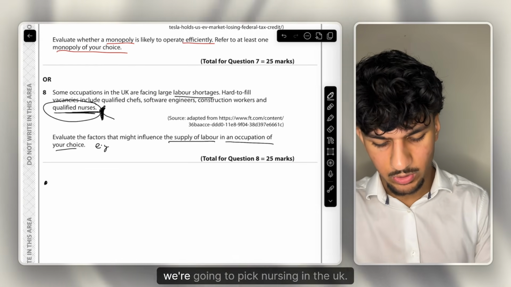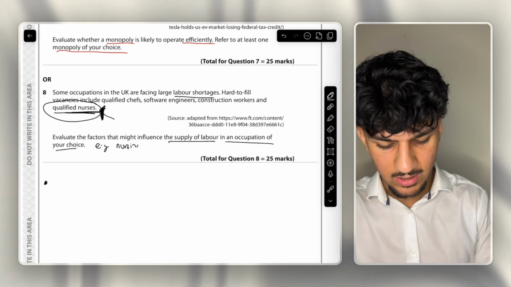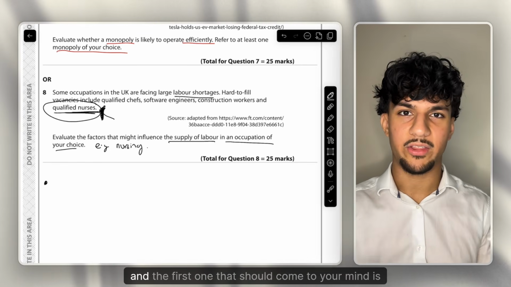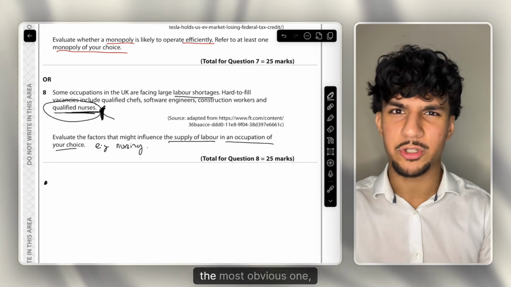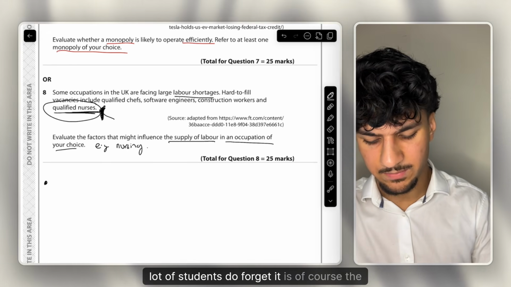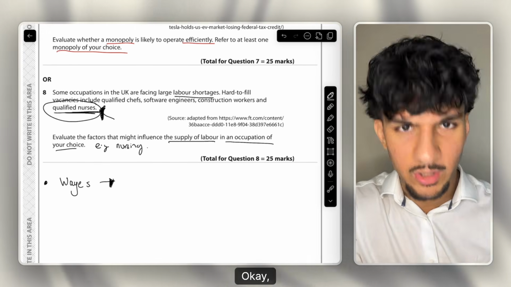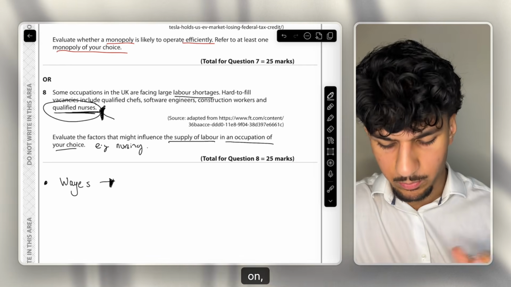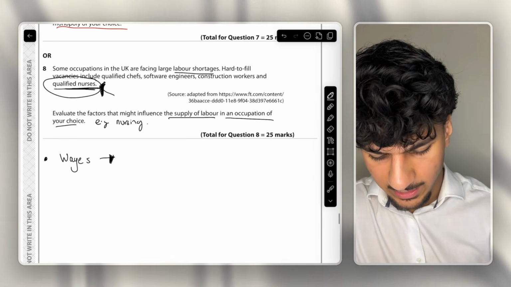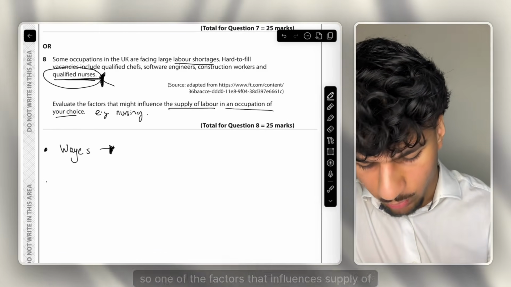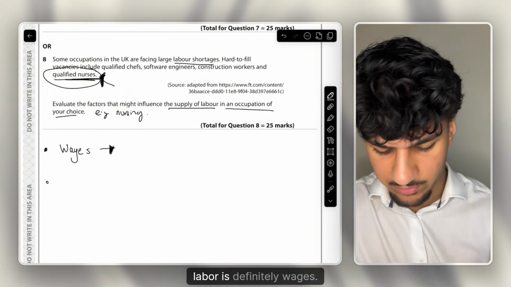And of course, like I said, we're going to pick nursing in the UK. But the main factor, and the first one that should come to your mind, is the most obvious one, but a lot of students do forget it, which is of course the relative wages. Okay, we're going to go more into depth with wages later on, but I want to paint the picture so it'll all come together in one. So one of the factors that influences supply of labour is definitely wages.